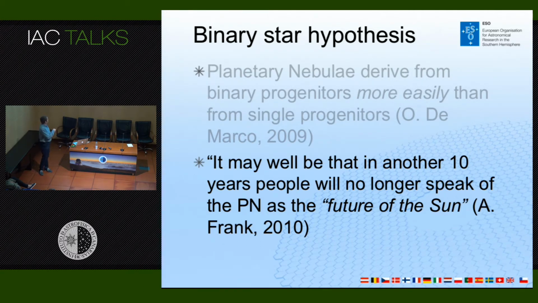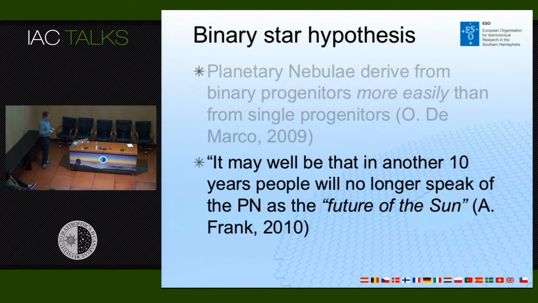And, but of course he said that in 2010, so we have to hurry up if we want this prediction to be right, because it's still difficult to convince people for some strange reasons. They still want the sun to become a planetary nebula, because otherwise their life will be so sad.